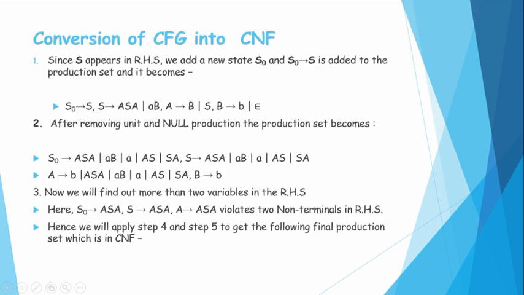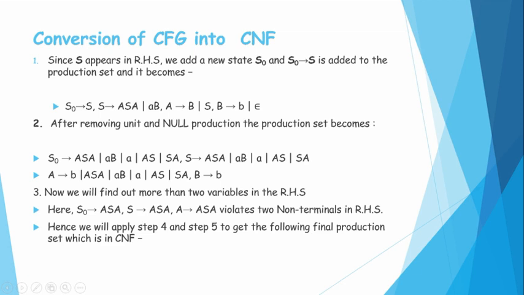Since S appears in right hand side in the question, we add a new state S0 such that S0 should derive S. So now here S0 is deriving S, and the same as the question that S deriving 3 non-terminals and the rest the same. The second is after removing unit and null production, the production set becomes S0 deriving 3 non-terminals and the rest as it is.